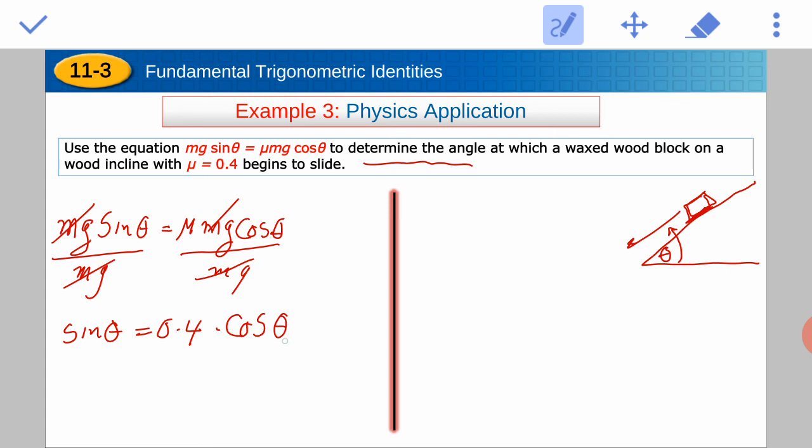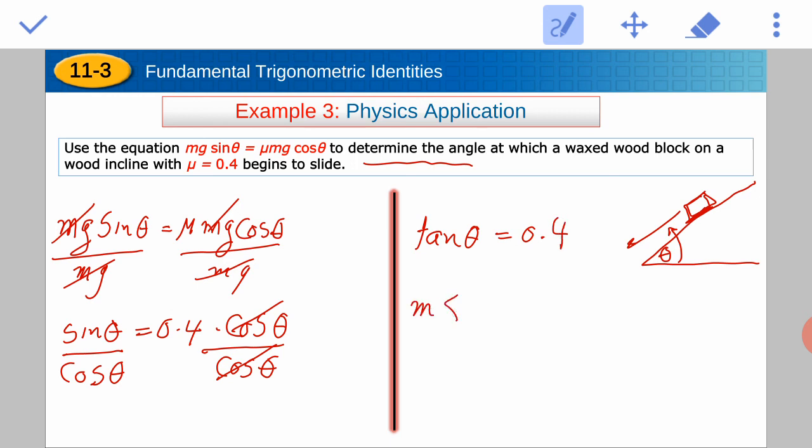Think. Yes, we can divide both sides by cosine theta in order to get one trigonometric ratio equal to a number. Cosine theta and cosine theta cross out each other. What about sine theta over cosine theta? This is the definition of the tangent ratio theta. So tan theta is equal to 0.4. But I need to get the measure of angle theta. Do the inverse operation. It's the arctan or the inverse tan of 0.4. What angle has its tan ratio equal to 0.4?